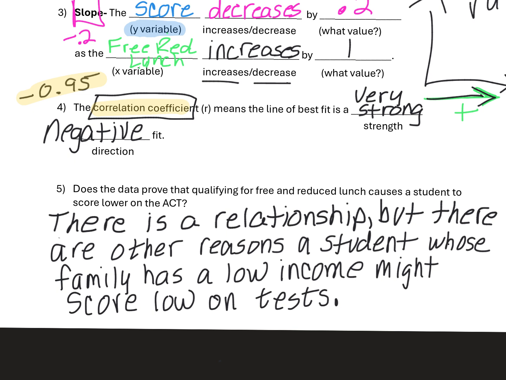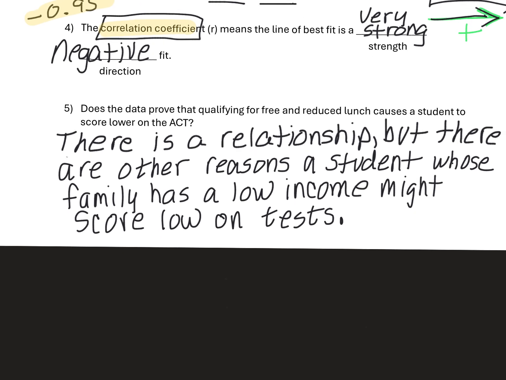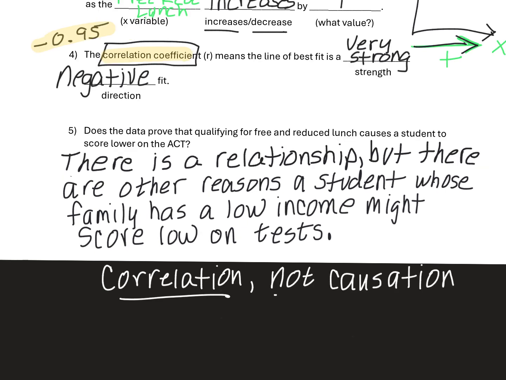So there are lots of reasons that a student might score low on a test that are related to the fact that their family has a lower income, but having a lower income doesn't automatically cause you to not do well on tests. There's a term in statistics for this. We call this correlation, not causation. It means there's a relationship between those variables, but the low income does not cause the test scores. It just is related to some circumstances that might be there because of the low income.